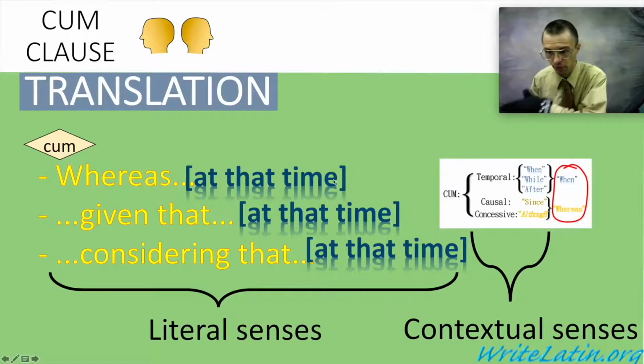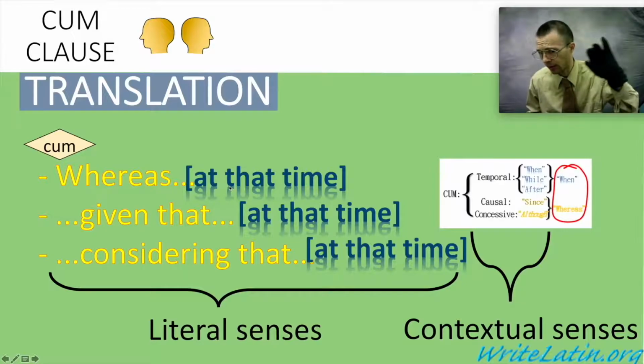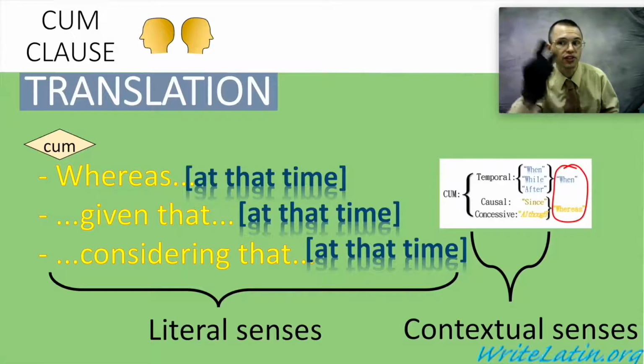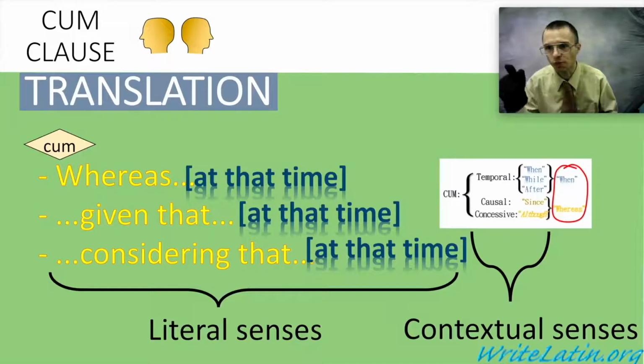So better is to memorize the literal, but if you need to translate and make it fancy for someone, then you're going to want to use one out of these 5 contextual meanings here, because it just sounds bad to be saying, whereas at that time, blah, blah, blah. But you will understand all the meanings of cum if you remember whereas at that time.